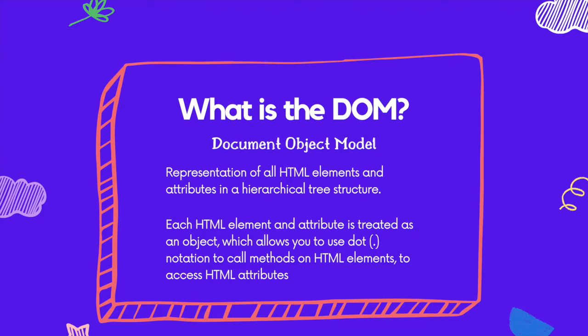And this allows you to use dot notation so that you can call methods on each of these HTML elements to access certain attributes or make certain changes. And that's when we start to get into what is called DOM manipulation.